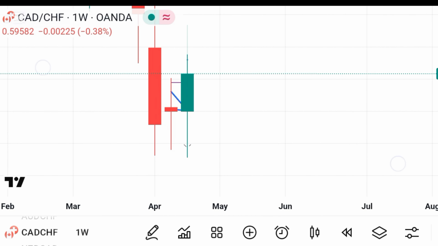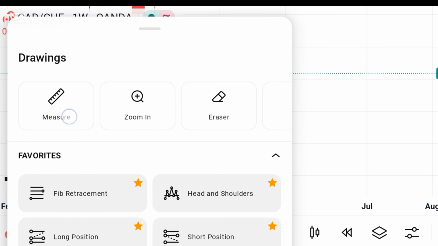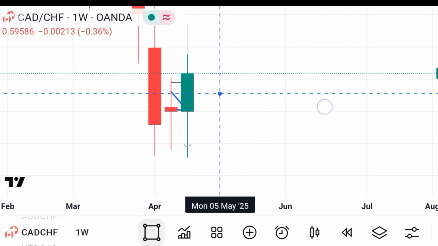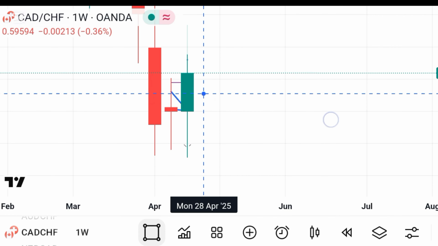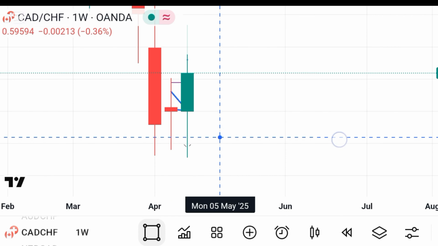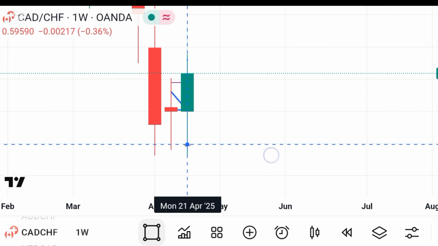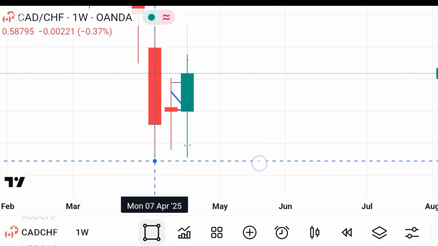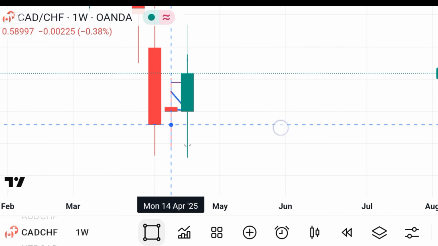This is the ERL, the external range liquidity. I told you external range liquidity is found below the lows because it's coming down to take an external range. Sorry, IRL, internal range, because price is coming in to take an internal range liquidity. So the internal range liquidity is found around the lows here.